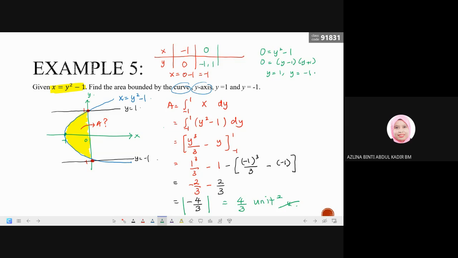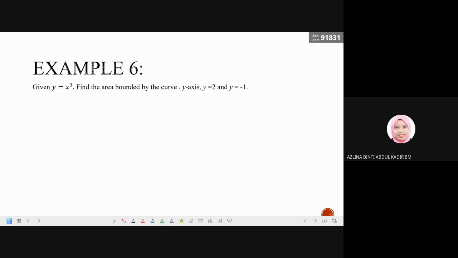Dah ada. Next. Example 6. Okay, given y is equal to x cube, find the area bounded by the curve, the y axis, y is equal to 2 and y is equal to negative 1.